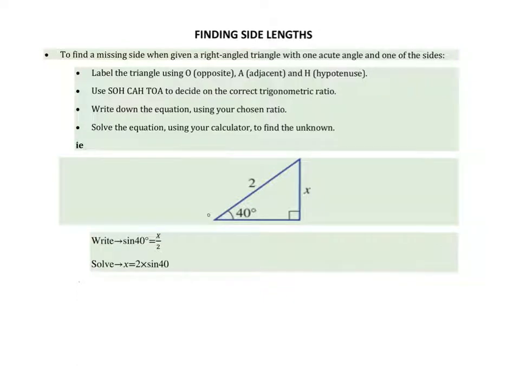In this lesson, we're looking at using the three ratios, sine, cosine and tangent, to find a side length in a right angle triangle. Now remember, they have to be right angle triangles. And what we use to remember this is SOHCAHTOA.